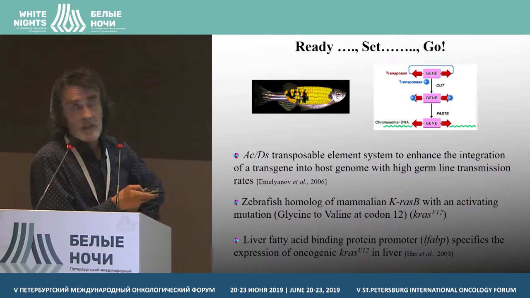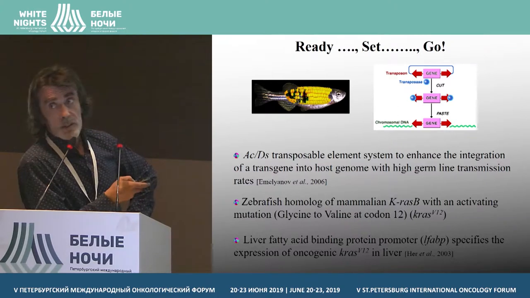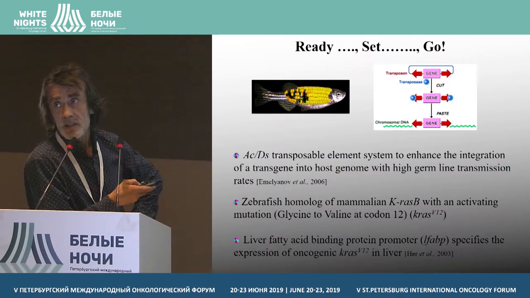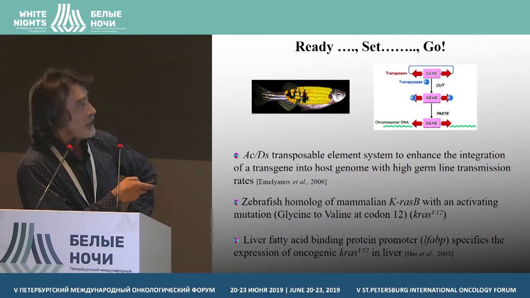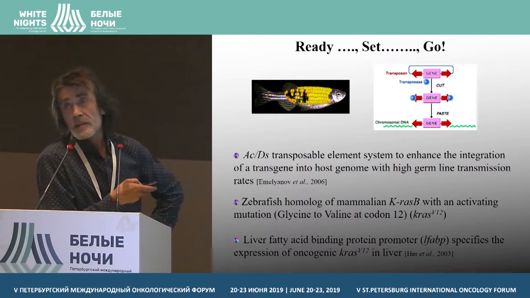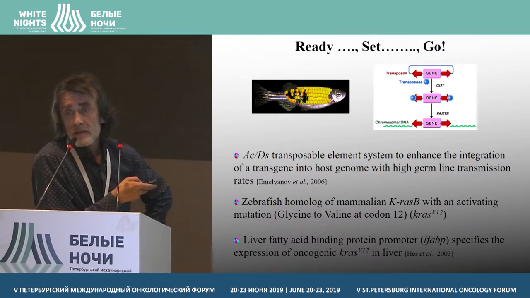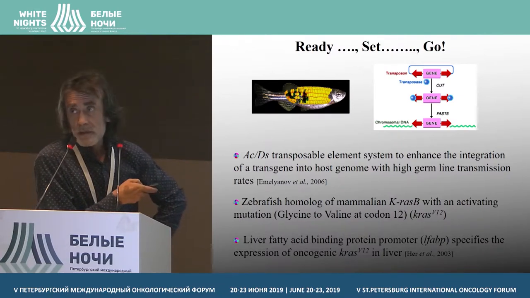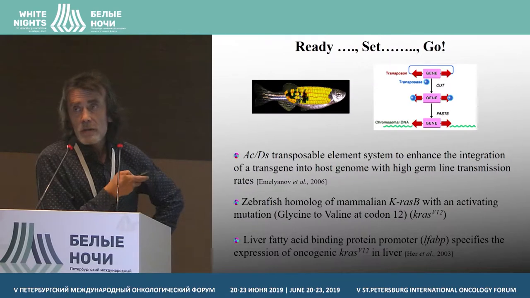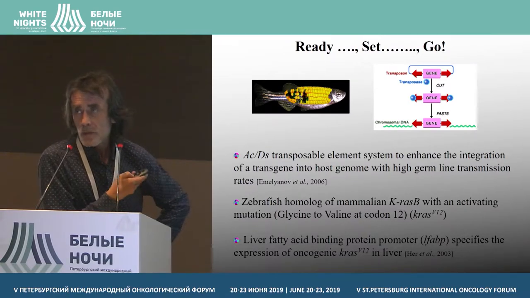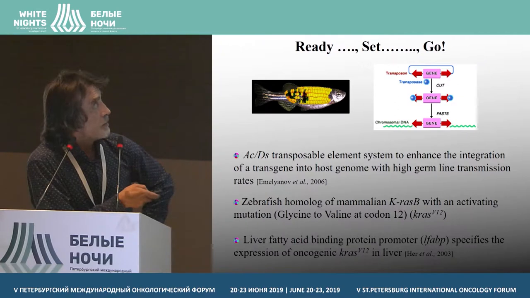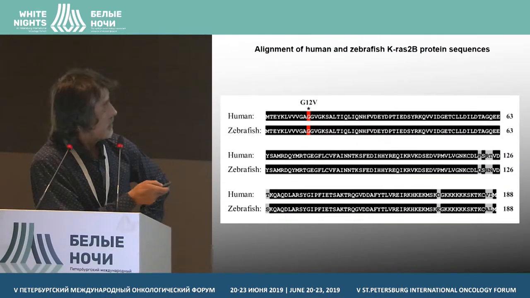And we cloned KRAS and we made an activated mutation in KRAS. We combined it with a fluorescent protein to observe the expression of this mutant gene, and we used a promoter specific for hepatocytes of zebrafish, the fatty acid binding protein promoter. It's a very strong promoter which is mostly expressed in differentiated hepatocytes, and we inserted this construct into a transposon.